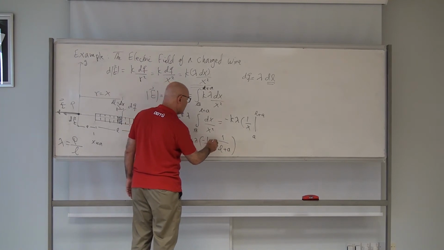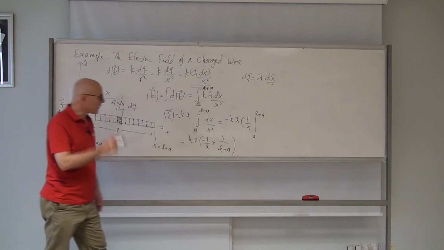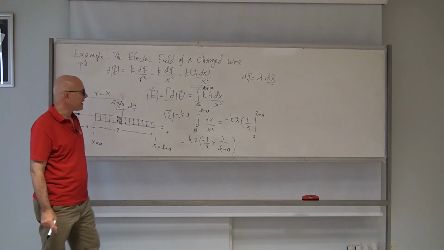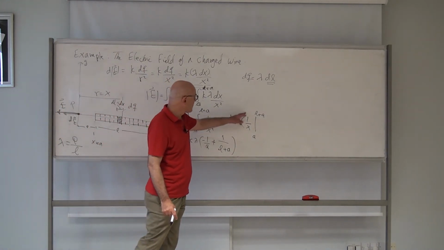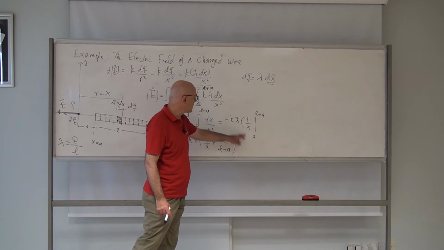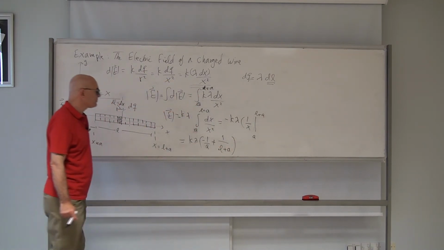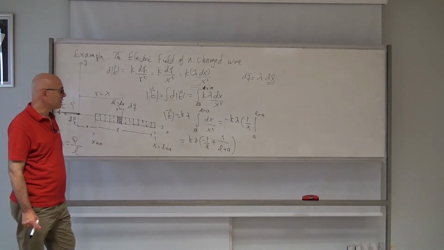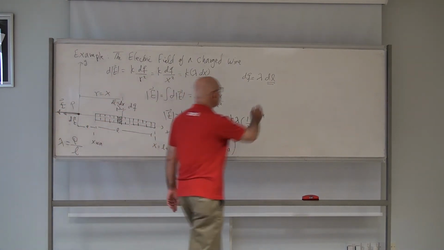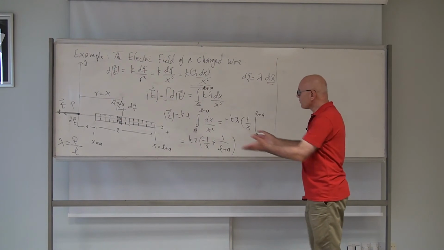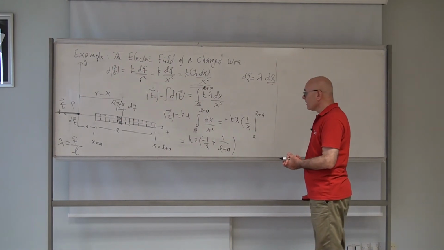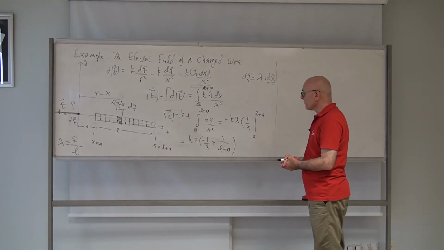Minus 1 over a, yes, plus 1 over L plus a. Is that correct? The upper limit is L plus a, the lower limit is a, and you have a minus between them. Minus minus is plus, so that's your integration. By doing this, you have got an expression for your electric field.